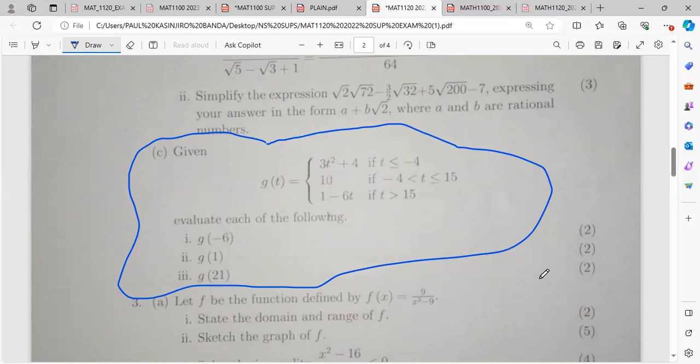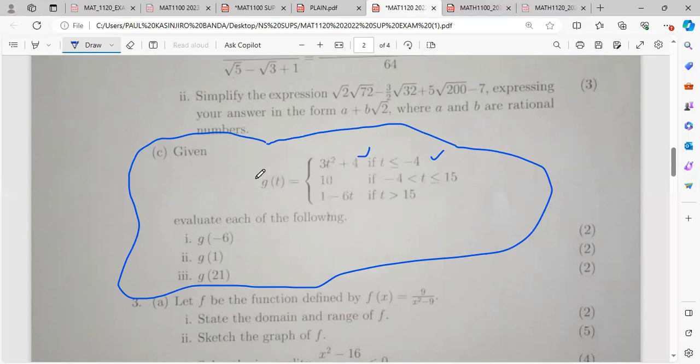Okay, so what is the question saying? It's saying given that g of t is equal to three different equations here. You can see that here it does this equation with its range there. Then there's again this equation, and again this equation, each of these equations with their own ranges.